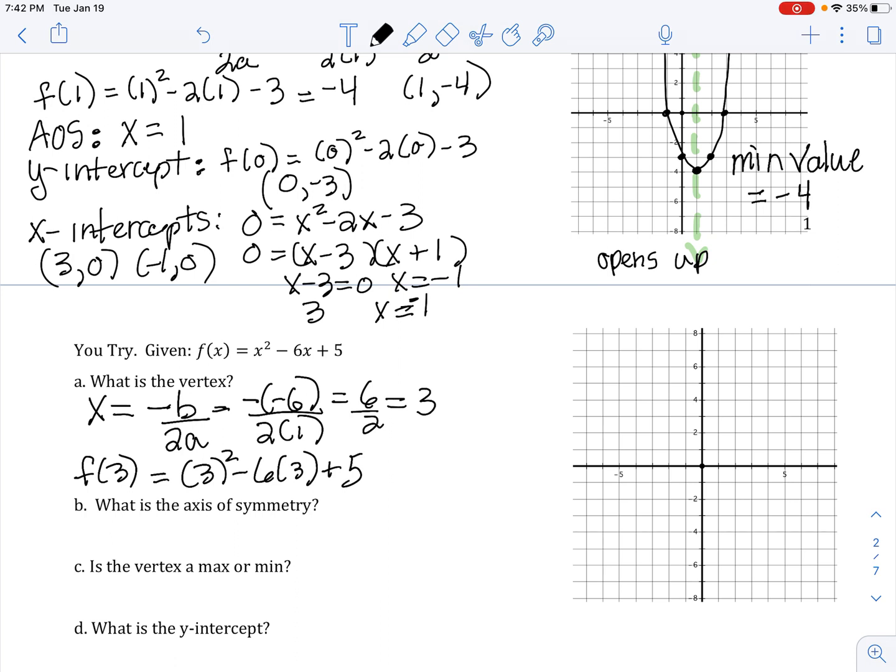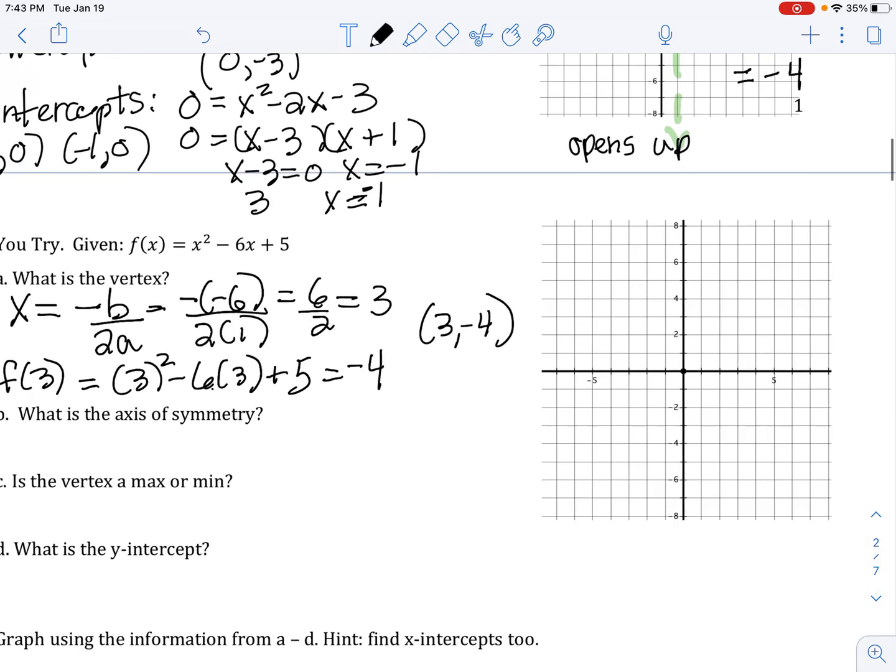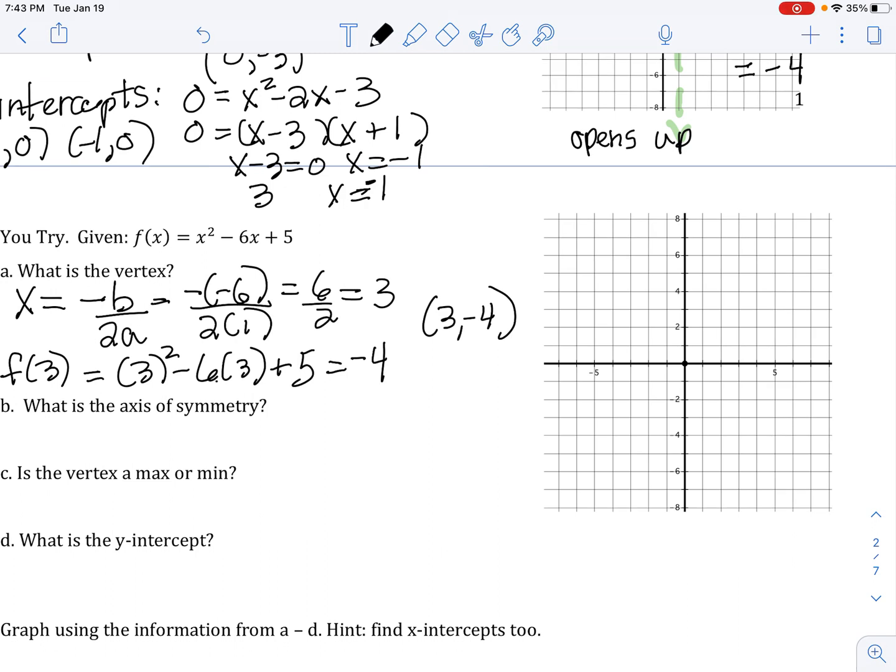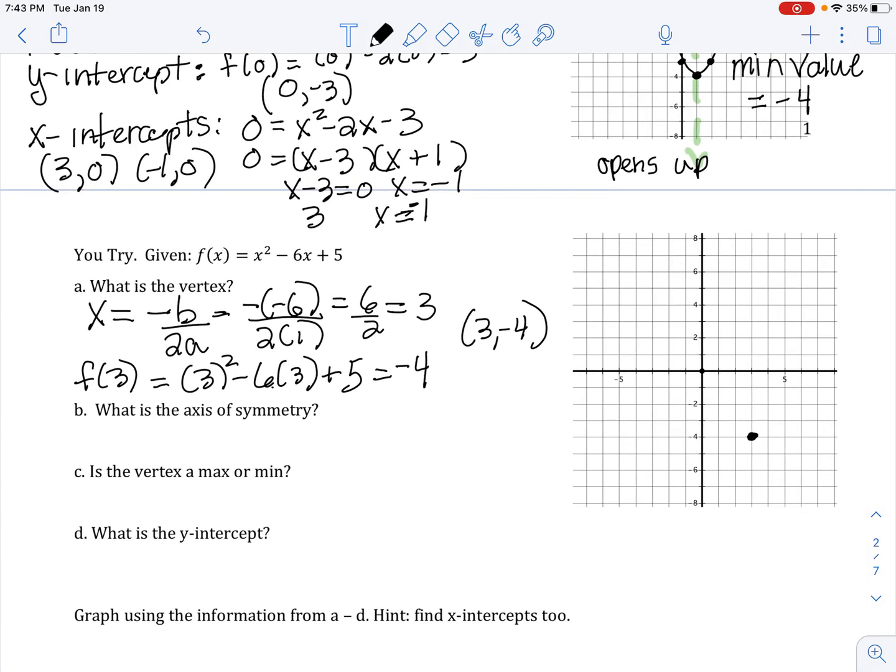And again, utilize your calculator. So that's 9 minus 18, which is -9, plus 5, which is -4. So our vertex is (3, -4). So hopefully you got it right. So we're going to go to the graph, and we're going to graph 1, 2, 3, and then down 1, 2, 3, 4. Make sure you get the vertex location correct.